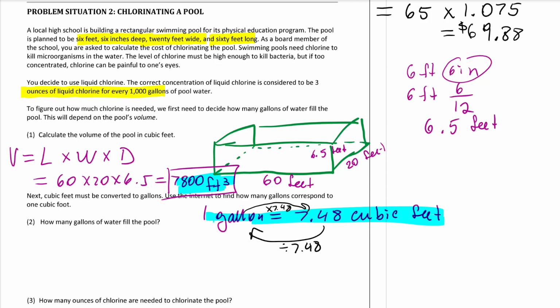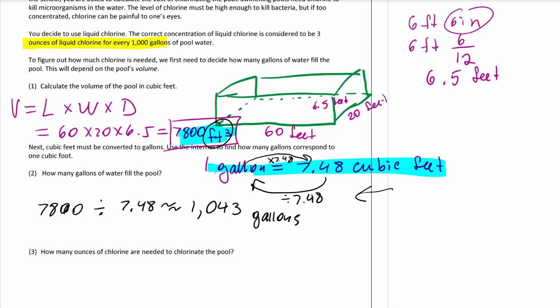So here we're going from cubic feet to gallons. That means we're going this direction. So we're going to take 7,800 and divide it by 7.48. That will give us about 1,043 gallons.